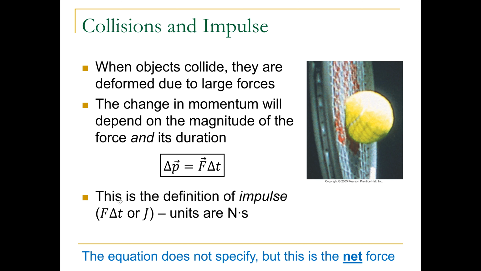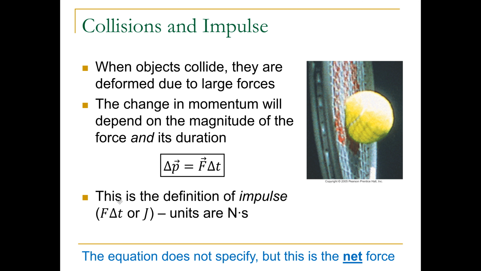So first, when objects collide, they are deformed due to the forces. This is important for a couple reasons. One, it helps explain what happens to the energy. So a lot of that kinetic energy gets turned into elastic potential energy during the collision. And two, it tells us that the collision occurs over some length of time, right? It's not sort of an instantaneous collision.